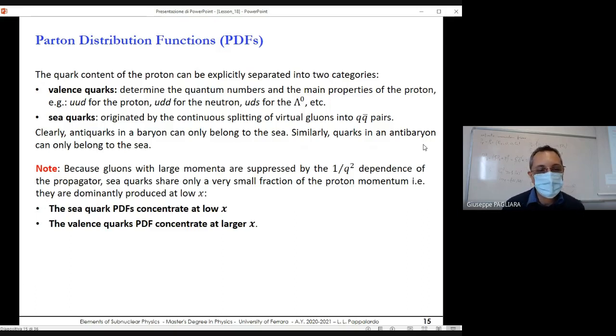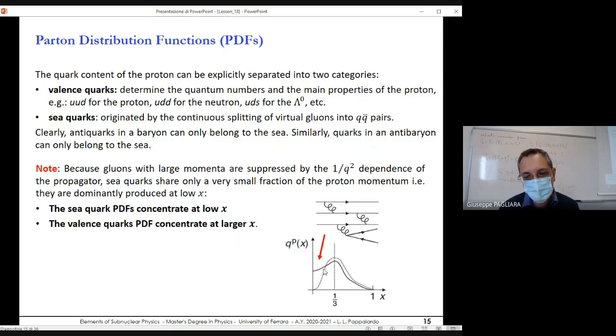Now, since gluons with large momenta are suppressed by the 1/q² dependence of the propagator, essentially the gluons are soft, okay? Then the sea quarks, which are produced by the gluon splitting, share only a very small fraction of the proton momentum, okay? And so they are dominantly produced at low x. So in fact, the sea quark PDFs are mainly concentrated in the low x region, and the valence quark PDFs are concentrated at large x. And this is indeed the reason why, when we allow for the gluon splitting, so for the sea quarks inside the proton, we have an enhancement of the PDF in this low x region, okay, because of this.